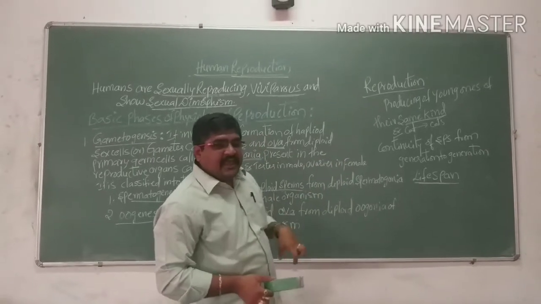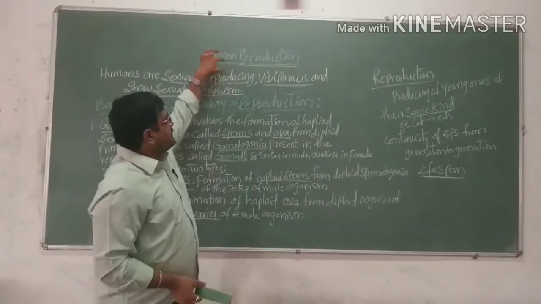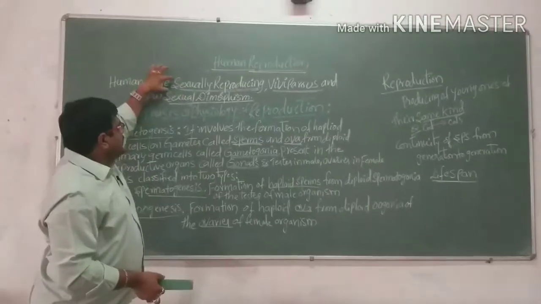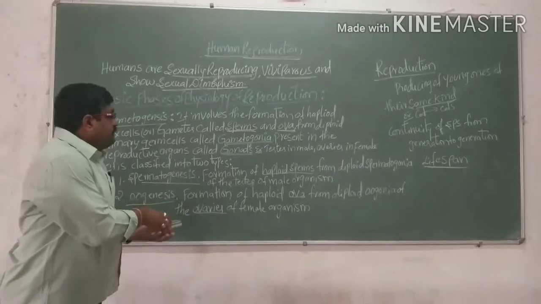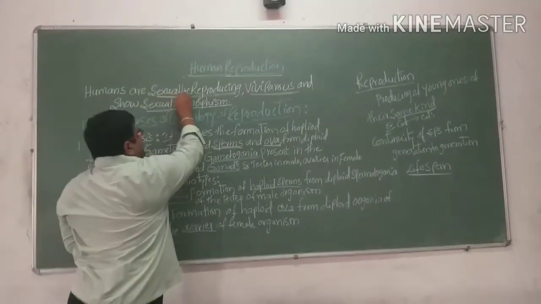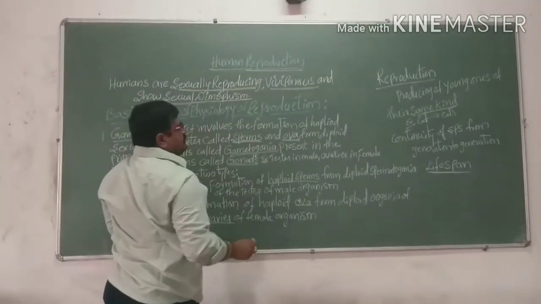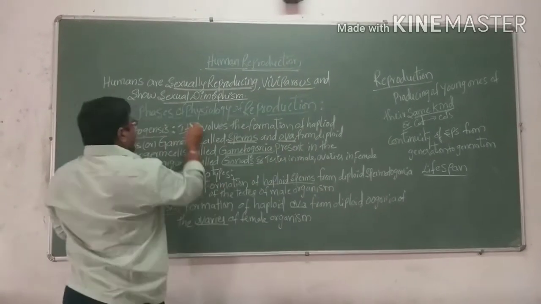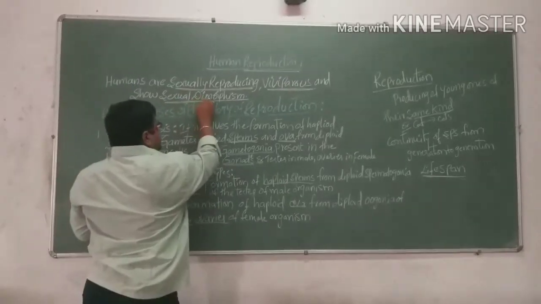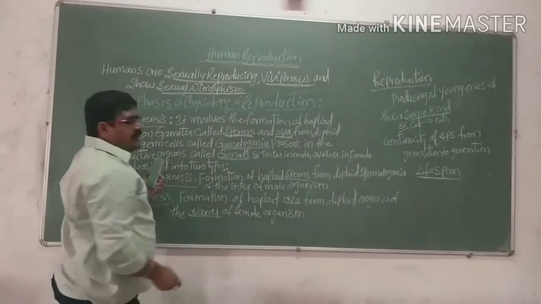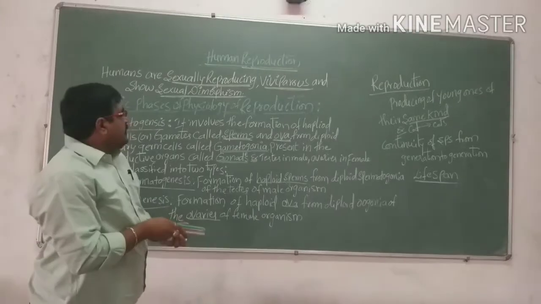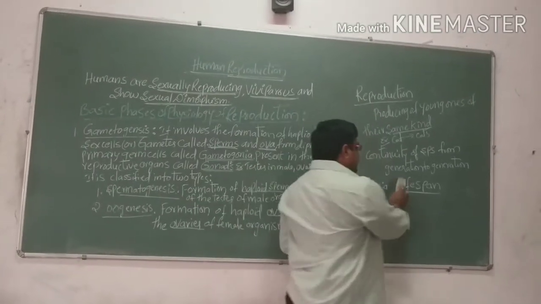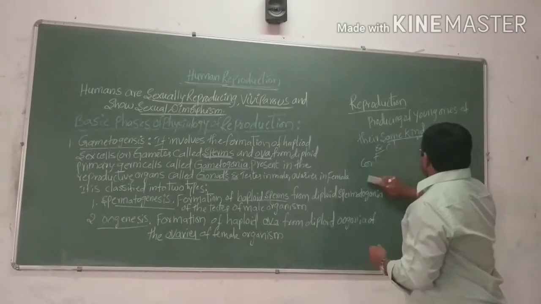Now coming to human reproduction. Already we know that humans are sexually reproducing organisms. They also show viviparity and sexual dimorphism. Sexually reproducing means the gametes are present.